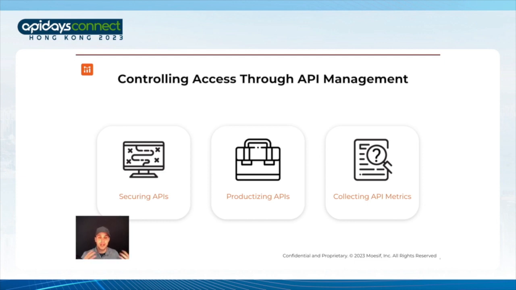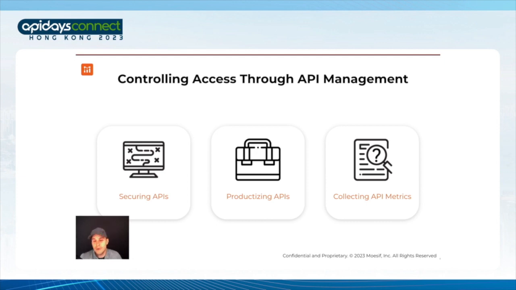Well, in general, API management helps us with securing APIs, makes it very easy to secure a portfolio of APIs with a really uniform way of adding application security for authorization and authentication. It also allows us to really easily productize APIs. A lot of the API management solutions have things in place where you can easily productize APIs and group them together. Lastly, it allows us to collect API metrics.